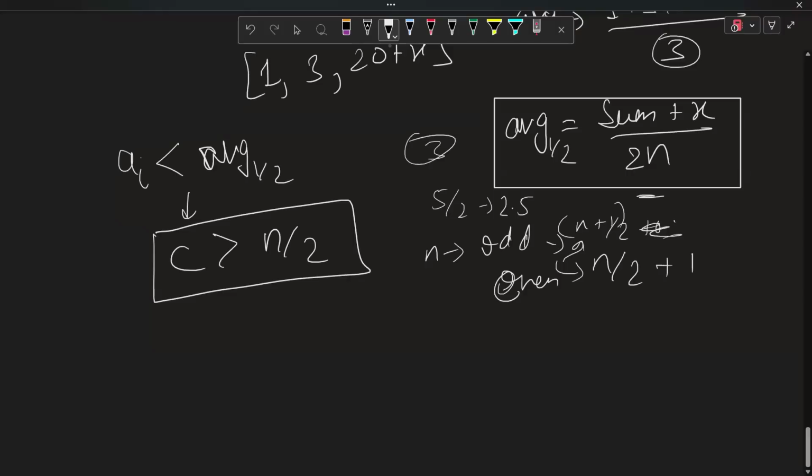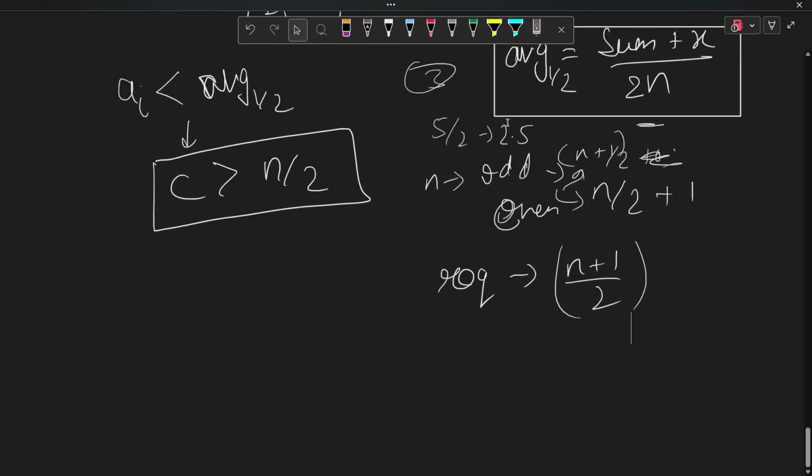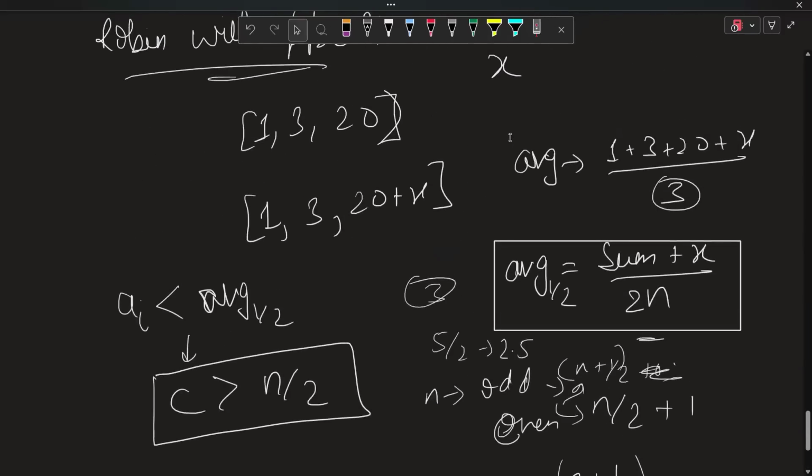So this would be my requirement. There should be at least that many people. Let's say this is the required number of people. So it's (n plus 1) by 2 in one term, and for even also that would work. This is the number of people that must be unhappy. So if we want this many people to be unhappy, how can we have that?